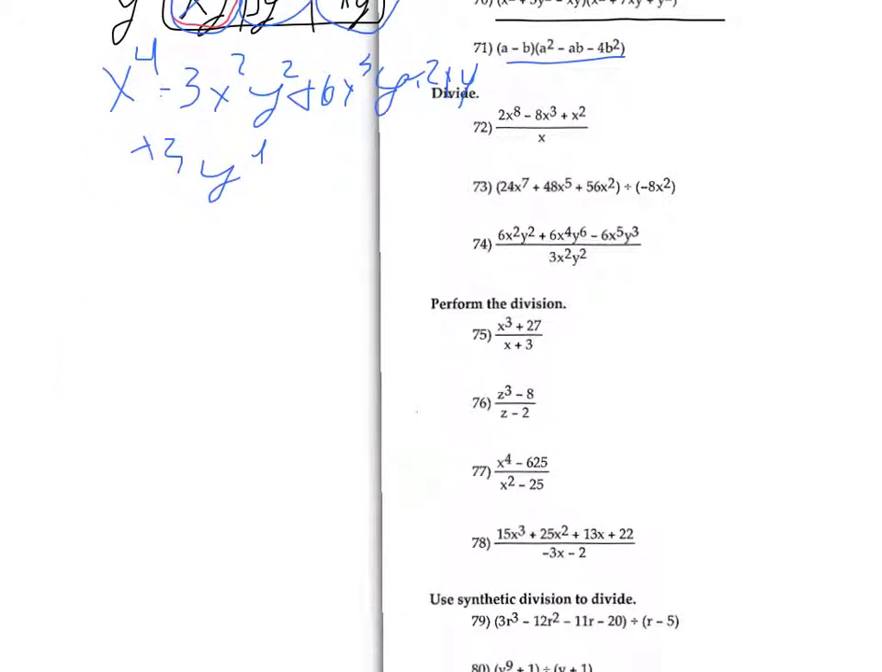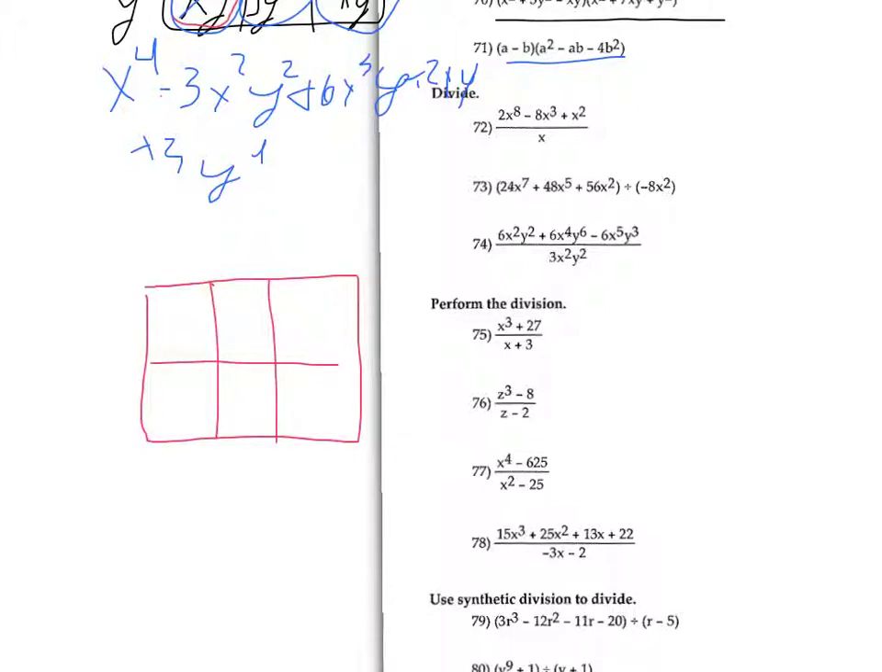We have a binomial times a trinomial, so we'll have a 2 by 3 box. So we have an a and a negative b. We have an a squared minus ab minus 4b squared. And now here we're just going to multiply this out.